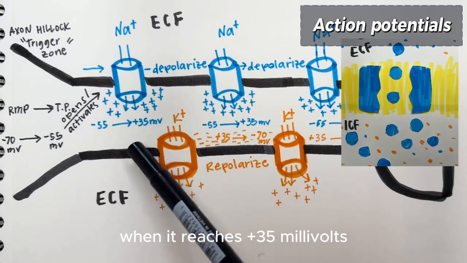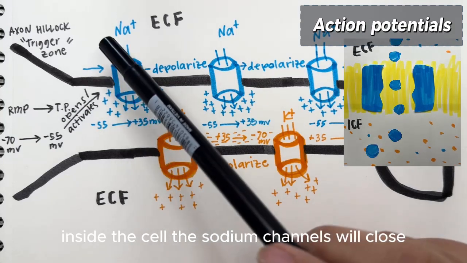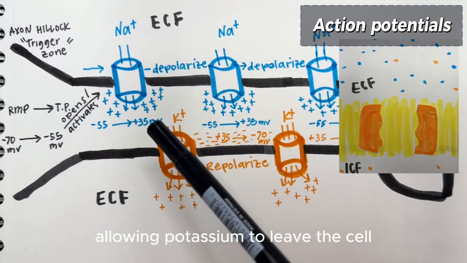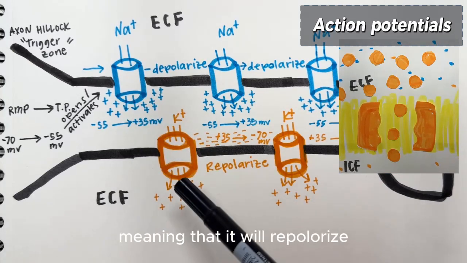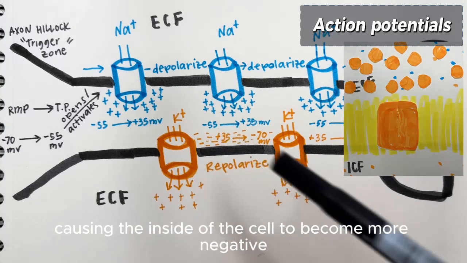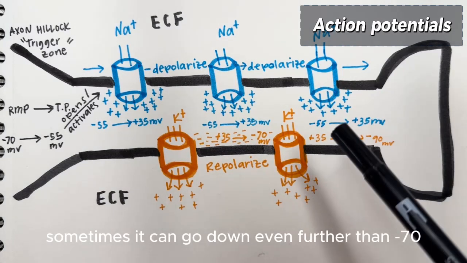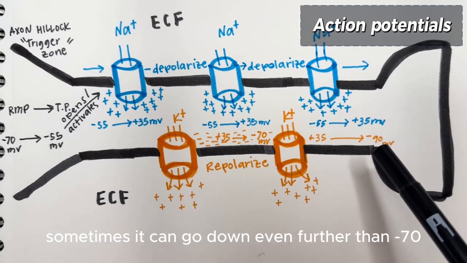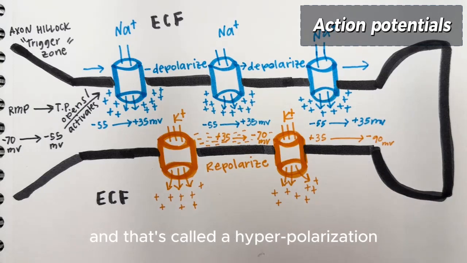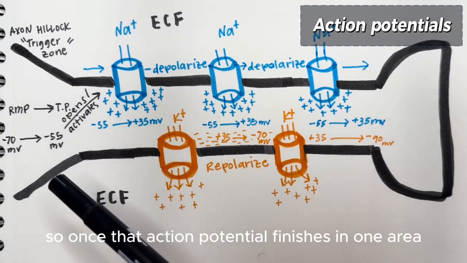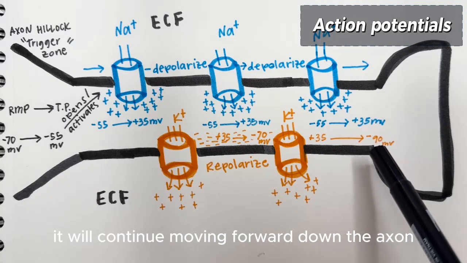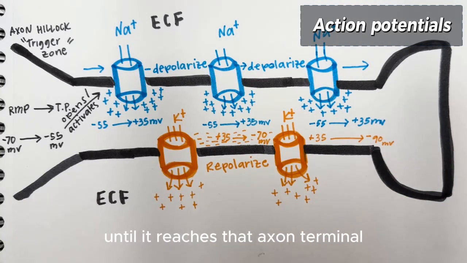When it reaches positive 35 millivolts inside the cell, the sodium channels will close and potassium channels will open, allowing potassium to leave the cell, meaning that it will repolarize, causing the inside of the cell to become more negative. Sometimes it can go down even further than negative 70 and go to negative 90 millivolts, and that's called a hyperpolarization. So once that action potential finishes in one area, it will continue moving forward down the axon until it reaches that axon terminal.